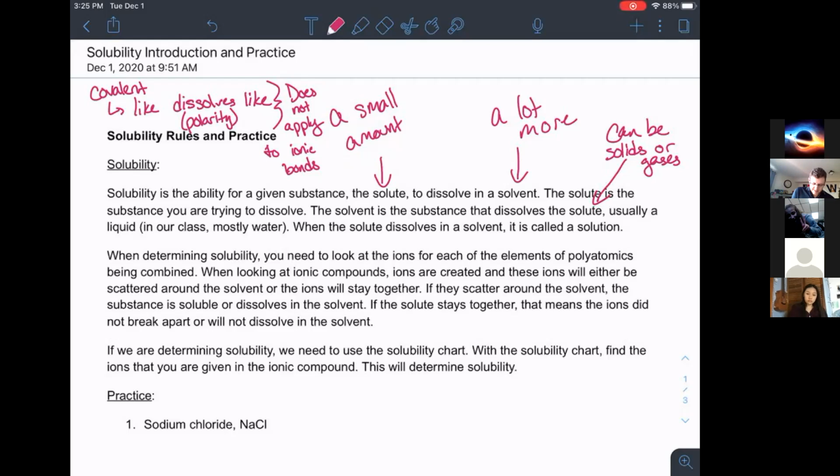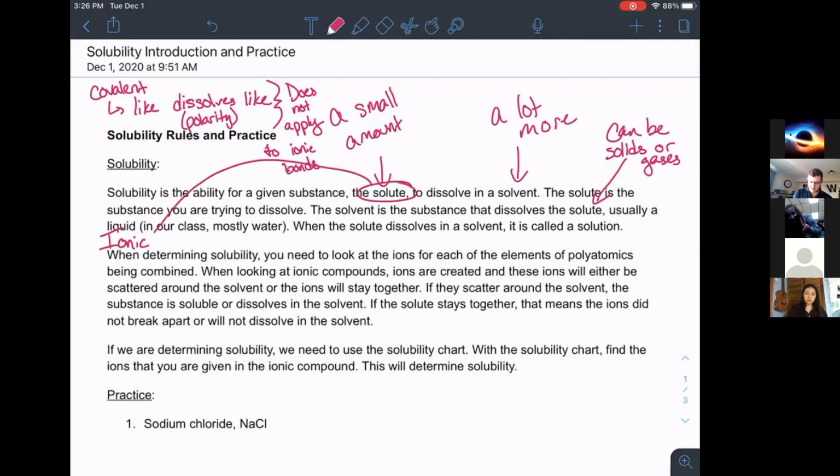For ionic bonds, that's going to be down here. That's going to be ionic bonds dissolving in a liquid, usually a covalent molecule. So when we're determining the solubility of those ionic bonds, you need to look at the ions for each of the elements or polyatomic ions that are going to be combined. So we're looking at the elements or the ions or the polyatomic ions that we're using in that solute. So that's our solute, it's going to be that ionic compound.